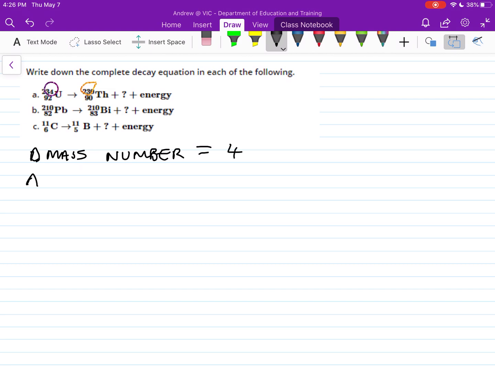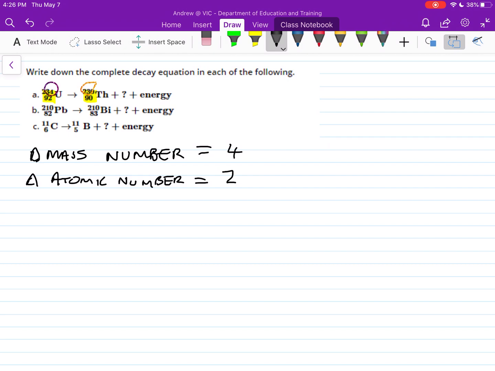And we look at the change of our atomic number. That's the bottom one, so that's how many protons. Just remember that, the atomic number is how many protons. So this goes from 92 to 90, which means it's changed by 2. That means 2 have left.